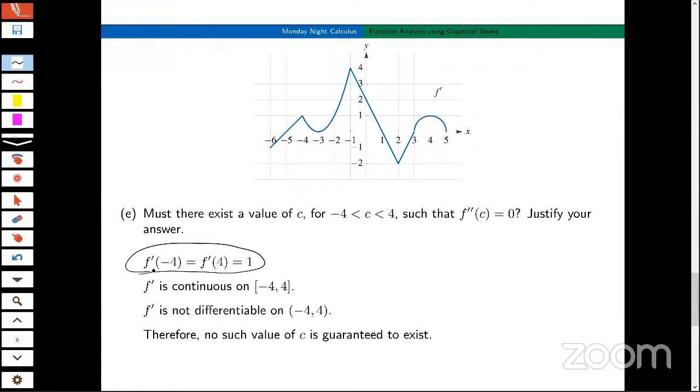I started by taking a look at f prime of -4, and I went up here to the graph and I got that value of 1. I took a look at f prime of 4. That value is 1 also. And so I want to know now, does this guarantee that there is a value of c in that interval so that f double prime of c is equal to 0? So what theorem am I going to use here in order to try to prove this?